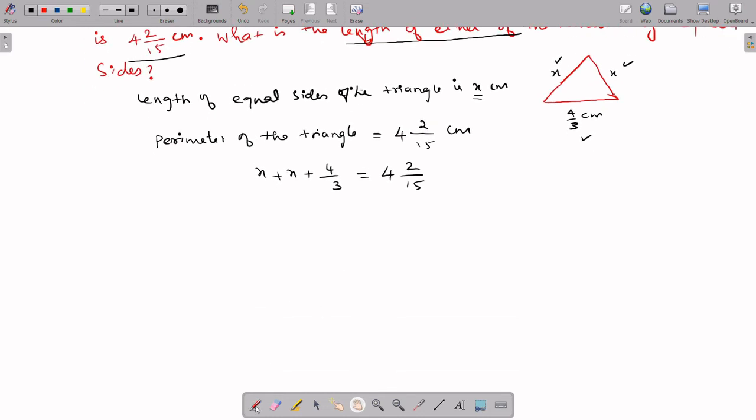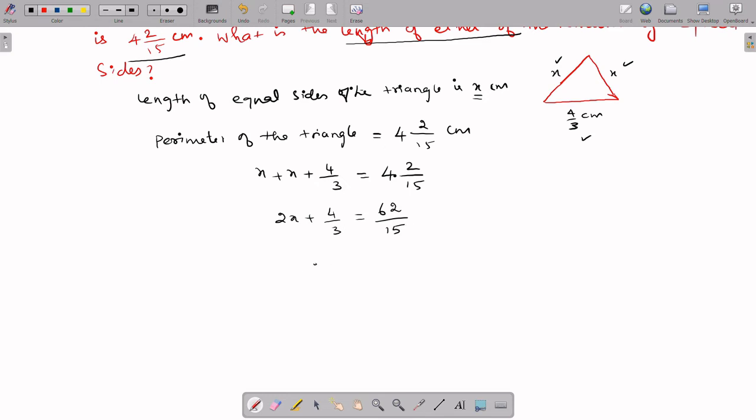Okay, so we have to simplify this one. x plus x is 2x plus 4/3 is equal to, you have to multiply and write the whole thing as a single fraction: 4 into 15 is 60, 60 plus 2 is 62, so 62 divided by 15, because when you write like this, simplification becomes easy.